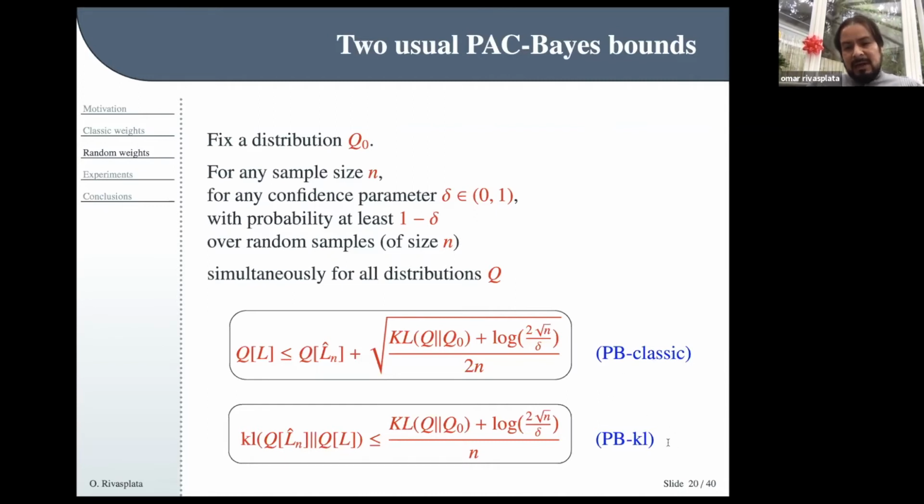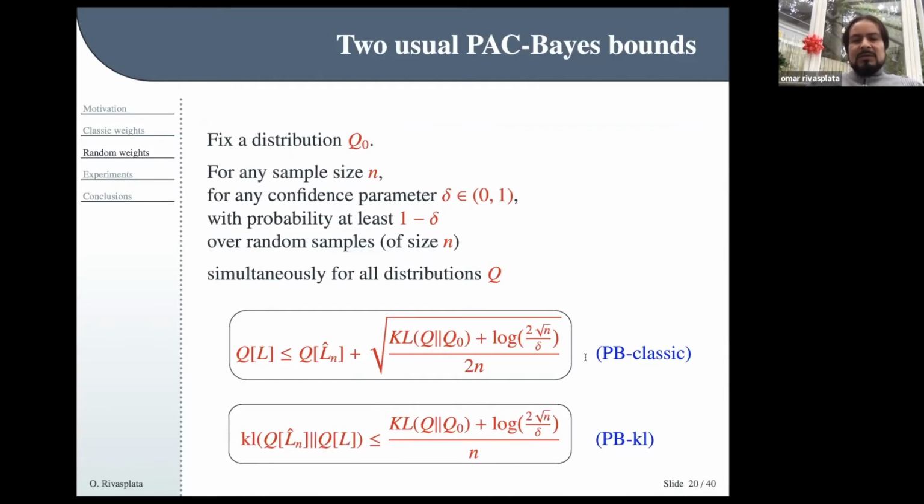I'm presenting this bound, the PAC-Bayes classic bound, and at the bottom is also the so-called PAC-Bayes little KL bound. The little KL bound stands for the binary KL divergence. That's the expression on the left-hand side. The binary KL divergence between the average empirical loss and the average true loss. So think of the binary KL divergence as a KL between two Bernoulli parameters. One is the empirical Bernoulli parameter found from the sample, and the other one is like the true probability of success parameter that we just don't know, but we are trying to infer something about it.